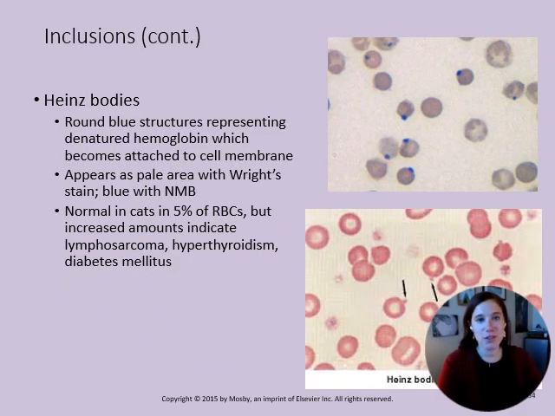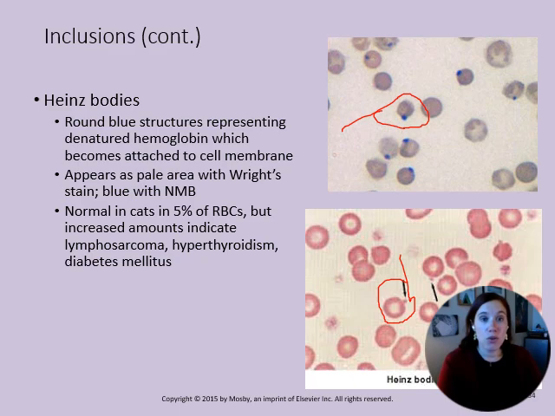Okay, let's look at Heinz bodies. Heinz bodies are round blue structures representing denatured hemoglobin, which becomes attached to the cell membrane. So these are examples. Make sure you know the difference between Howell-Jolly bodies and these Heinz bodies. They're going to appear as a pale area with the Wright stain, and they're going to be blue with new methylene blue. We can see those with Wright stain as well as in our Diff-Quik. They're just kind of going to look like this.